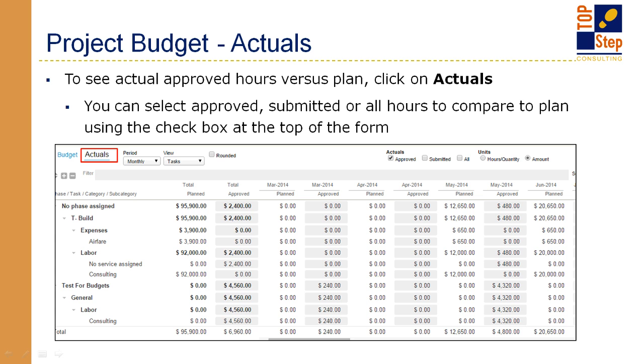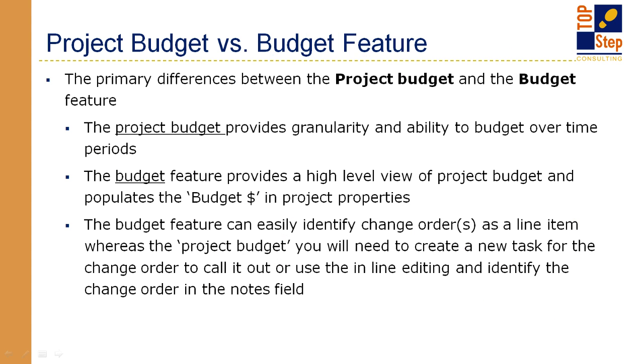The differences between your project budget and the budget feature: the project budget provides the granularity and the ability to budget over time. The budget feature that a lot of you may currently use is really kind of high level. You can identify it by different services or budget categories, but you go, okay, here's my fee budget, lump sum. Here's my expense budget, lump sum.